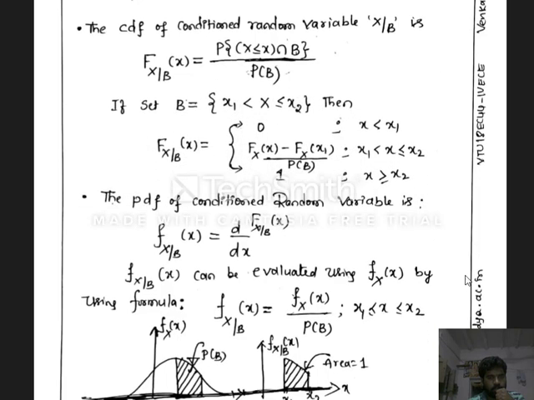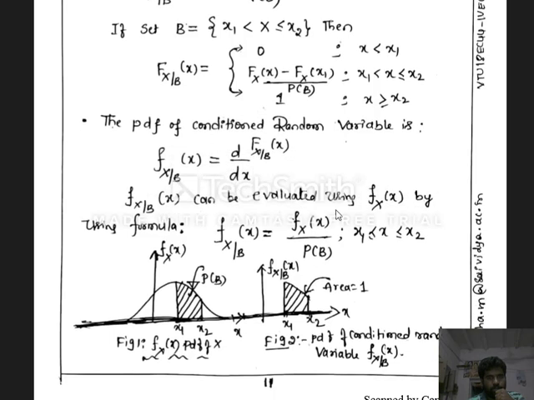So we can remember, the probability distribution function value always starts from 0 and ends with 1. For any value in between x1 and x2, that means it is the range of the conditional event b, we can use this formula to find the probability distribution function of the conditional random variable x bar b. Similarly, once we know the probability distribution function, we can determine the probability density function of the conditional random variable by using the formula. The PDF of the conditional random variable x bar b is equal to the derivative of the cumulative distribution function of the conditional random variable x bar b.